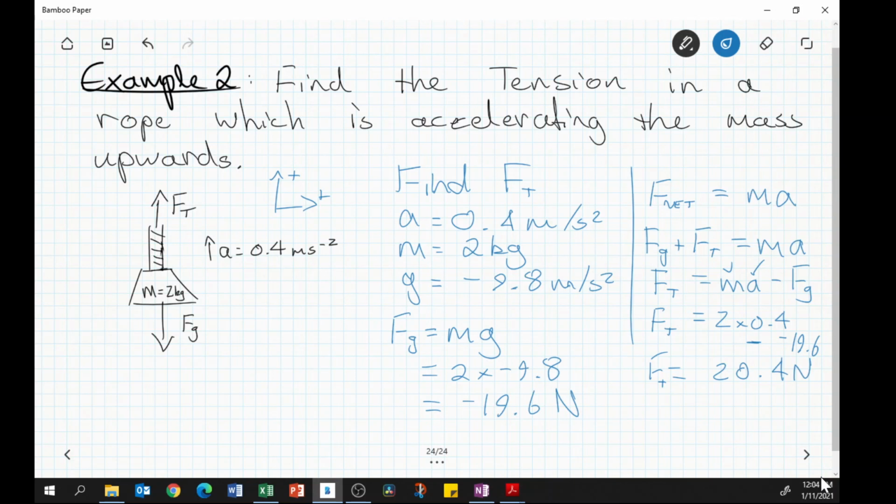And if you pause for a moment and think about that, we're pulling up with 20.4 newtons, gravity's pulling down with 19.6 newtons. Yeah, we're going to accelerate pretty slowly upwards. Cool? All right, finish copying that down. If you have any questions about any of those steps or any of that math, please ask. Otherwise, we'll go on to our next example in a moment. Is everyone okay if I move on? Yeah. Cool, let's do it.